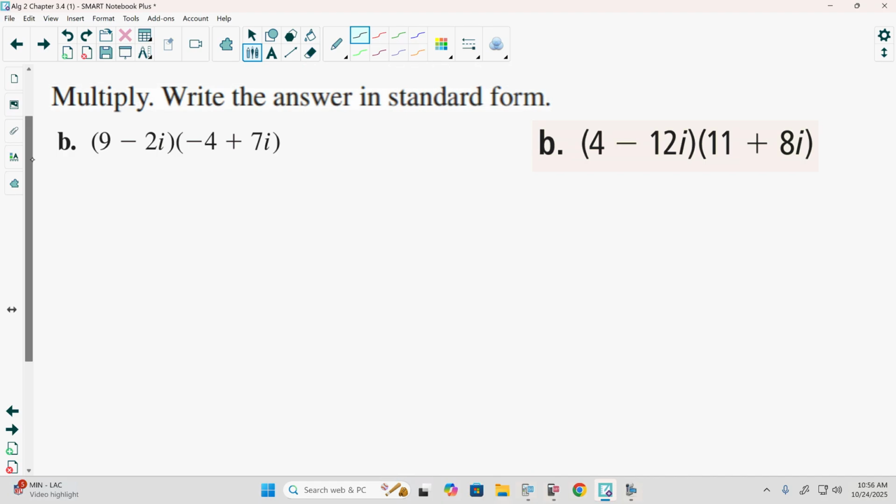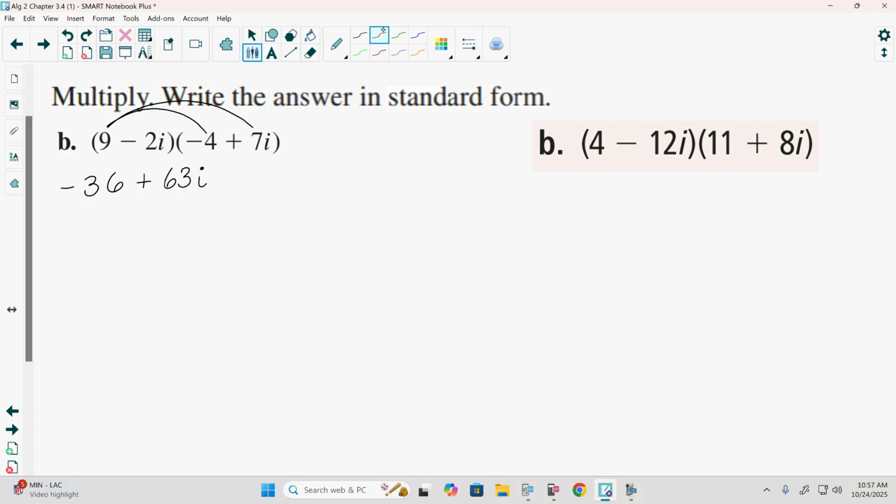So now we're going to have to do some distributing. We're going to have to multiply through and get a few more terms. So we're going to start with 9, our first number on the left. We'll multiply through here. So we'll do 9 times negative 4. 9 times negative 4 is negative 36. Now we can do 9 times 7i. Well, 9 times 7 is going to be positive 63. And we do still have our i term.